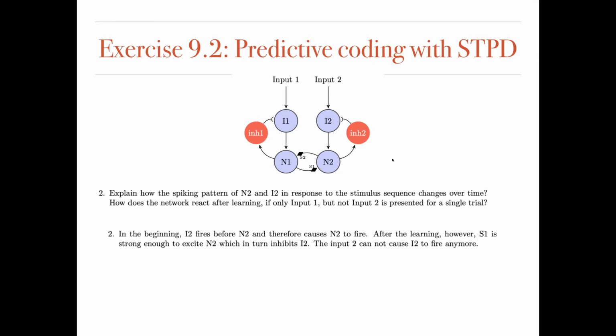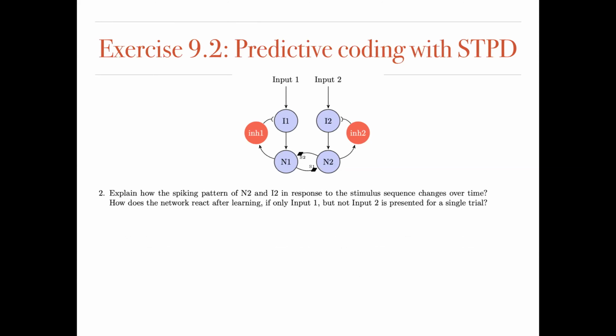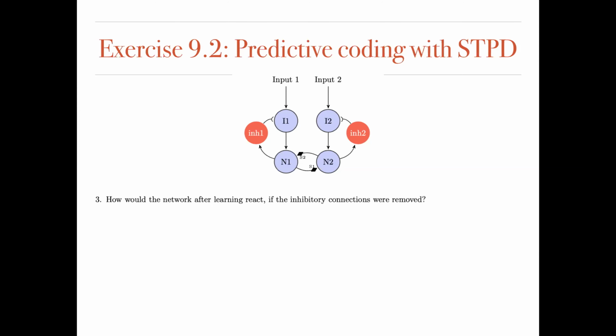If you look at the previous plot, you will see that after a certain number of trials, S1 will be very strong, and so will cause N2 to fire, which will inhibit input 2. How would the network after learning react if the inhibitory connections were removed? Okay, so if we remove these inhibitory connections, we would not have this inhibition of input 2. And so without the inhibitory connection, N2 would fire twice, once because it is stimulated by N1, and a second time for the actual input of N2.